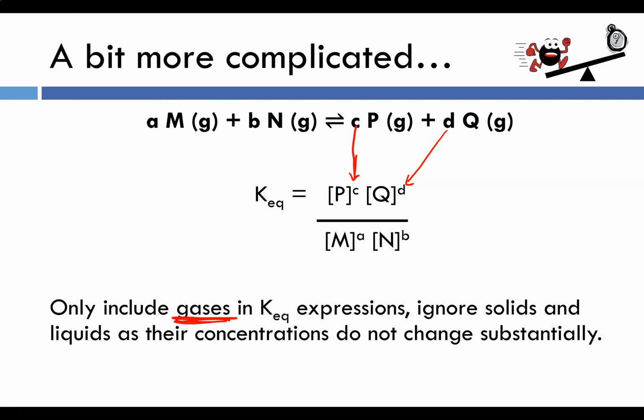Solids and liquids are going to be pure substances that are always 100% that material. For example, water has a concentration of 55.5 molar. It is not going to change in any meaningful way over the course of a reaction, so it will be ignored. We only look at gases. Let's try to put this into practice. Let's head over to the practice problems.